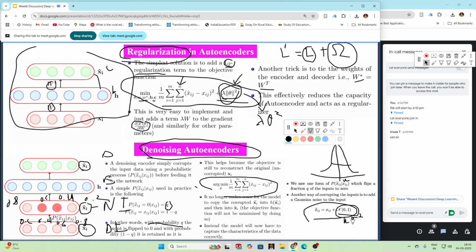So if we add a Gaussian noise with mean 0 and standard deviation 1, then also we can convert our xi, the original input, to a xi tilde. Okay, that is a noisy input. So any type of thing you can do. One, you can add a Gaussian noise, or you can add a probability function, that is, you can flip the input with probability q. Probability q is flipped to 0, and probability 1 minus q it will remain as it is, or you can add a Gaussian noise.